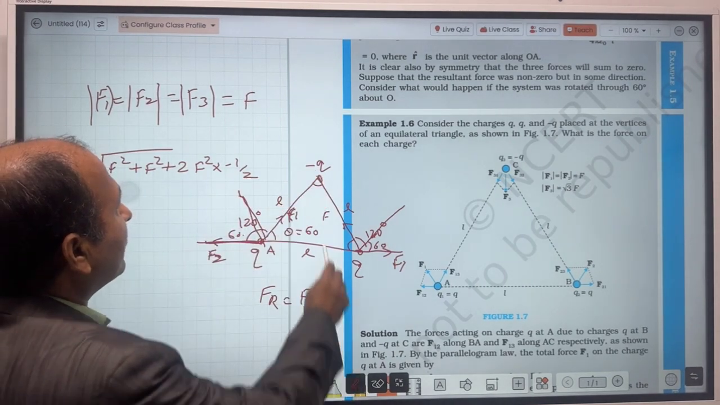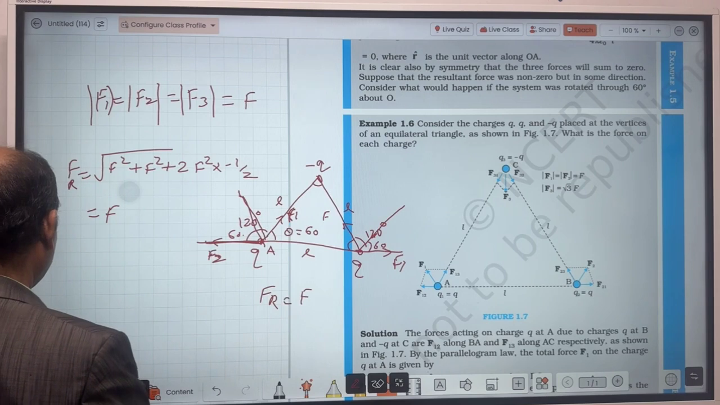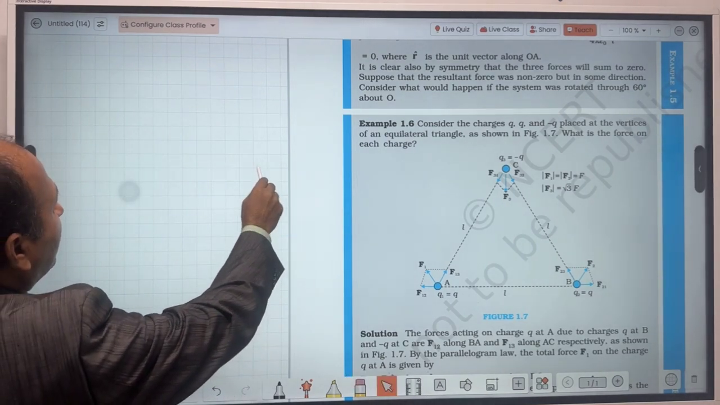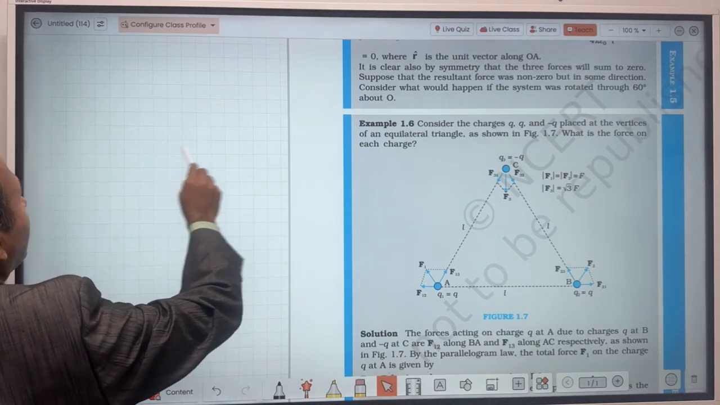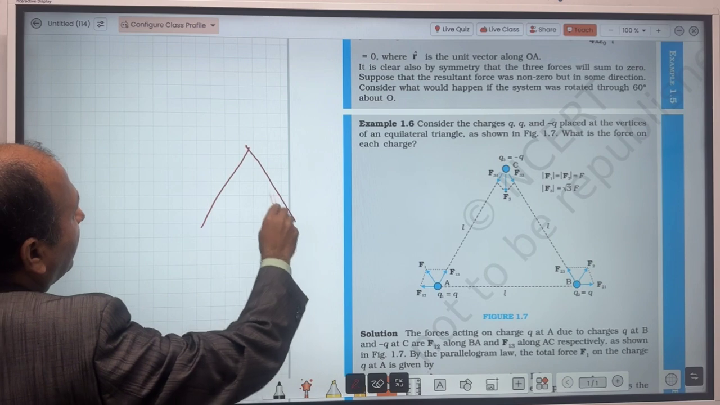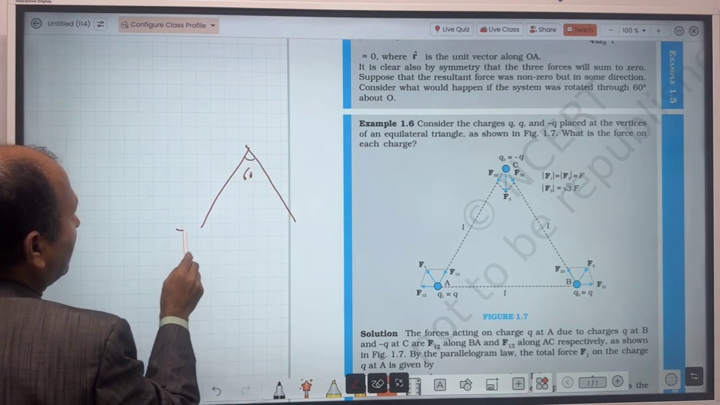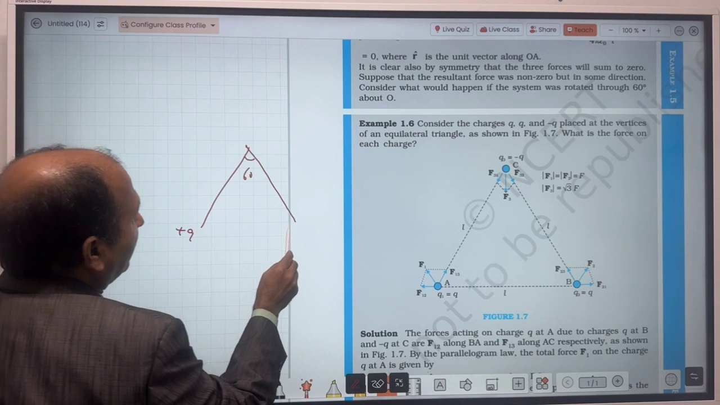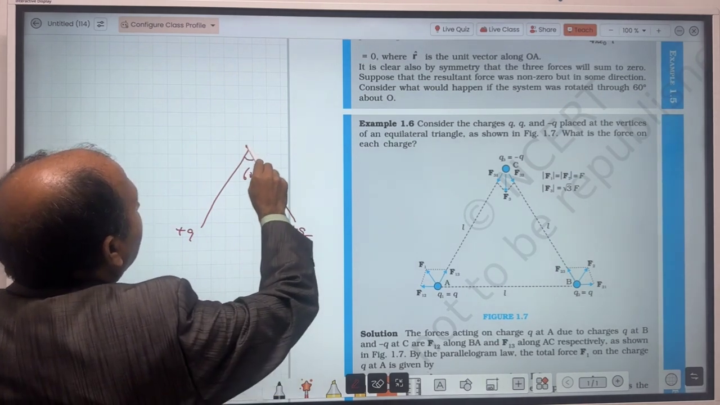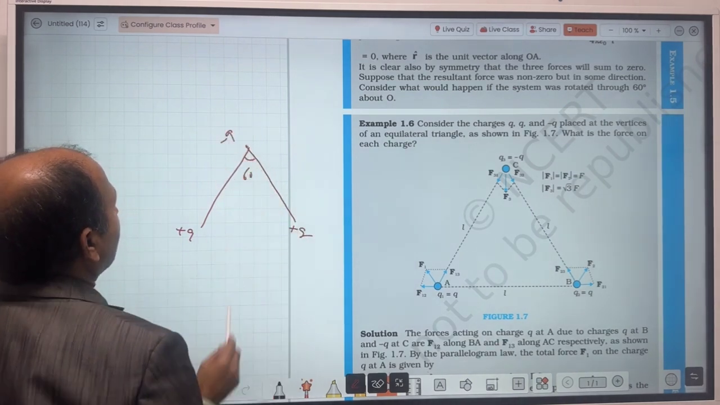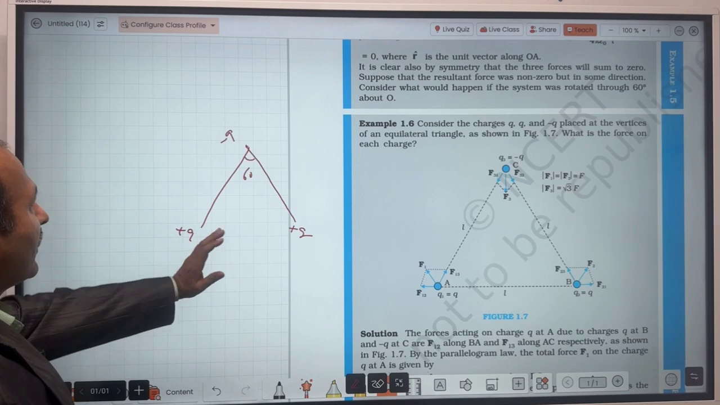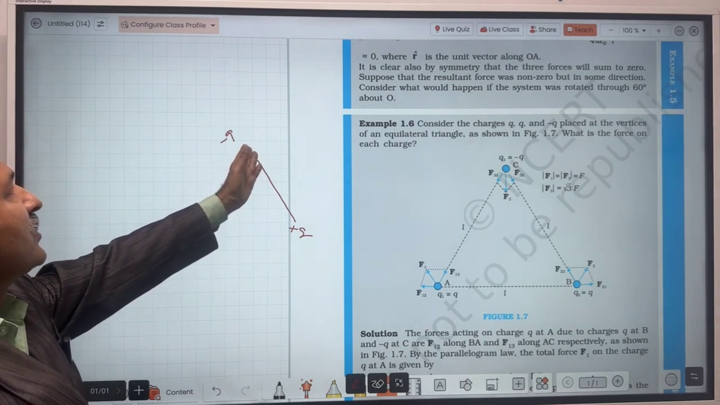Now consider the force at this charge. So I am redrawing the diagram. Suppose you know that this angle is 60 degrees. Here charge is plus q. This is also plus q. And here there is minus q charge. So we have to consider the motion of this charge this time.